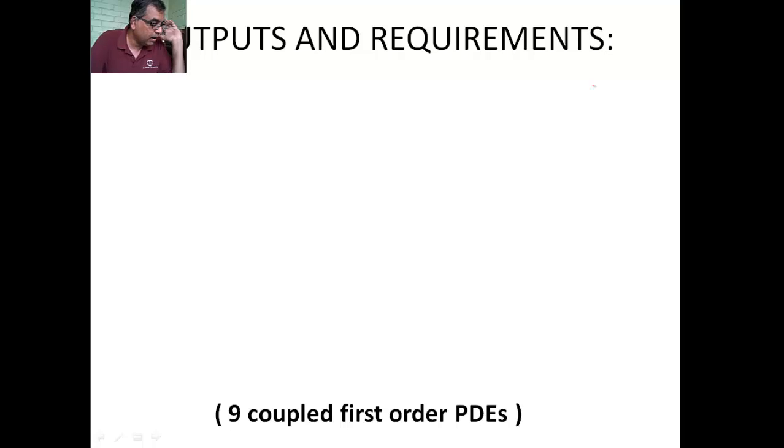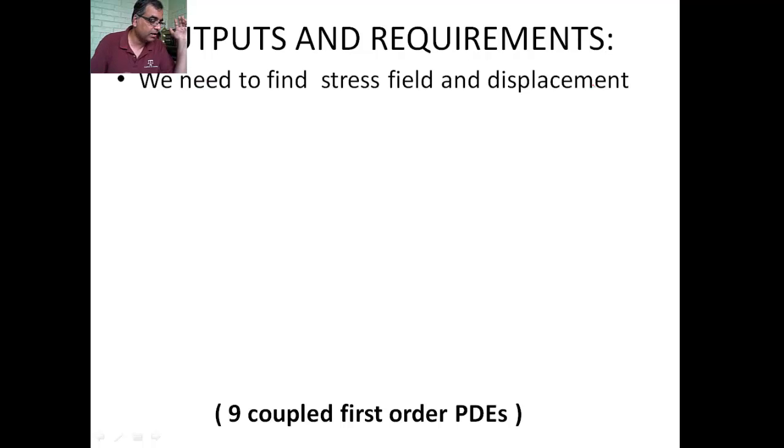Now let's see what we need. Output and requirements. We will land up with 9 coupled first order partial differential equations. That's what we're going to end up with. Let us see what they are. We need to find the stress field and the displacement. The stress field is 6 components of stress, and displacement is 3, and that's what gives me 9.